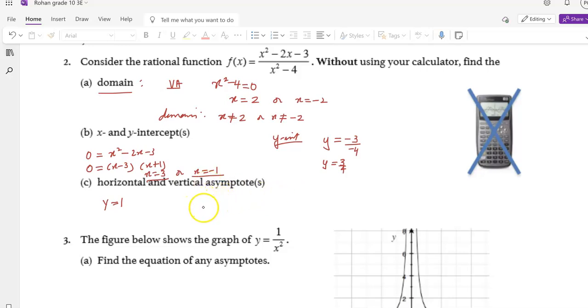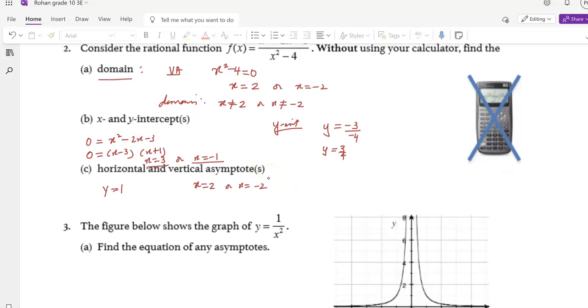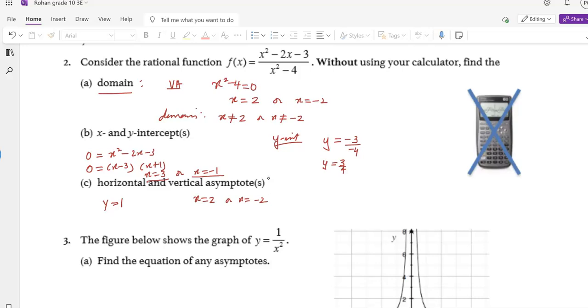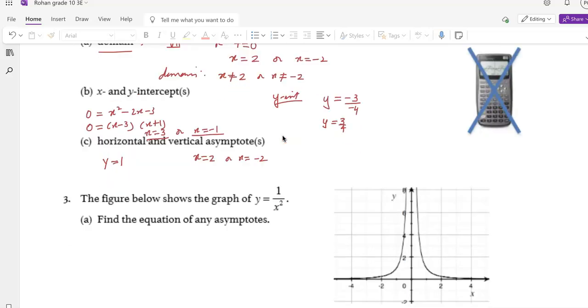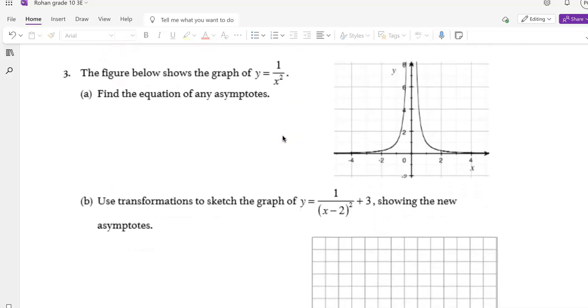Vertical asymptote? We did that, no? You equate your denominator to 0. Always, you do that for the vertical asymptote. So you get all this. I just keep on forgetting the vertical thing.